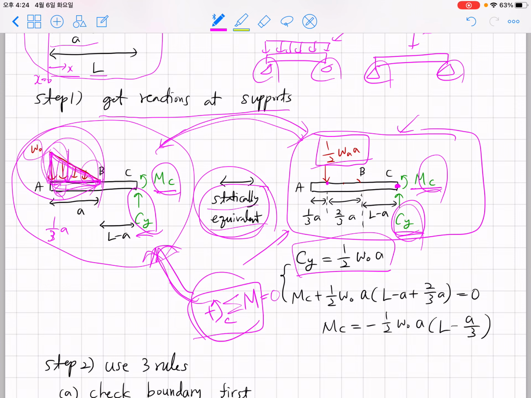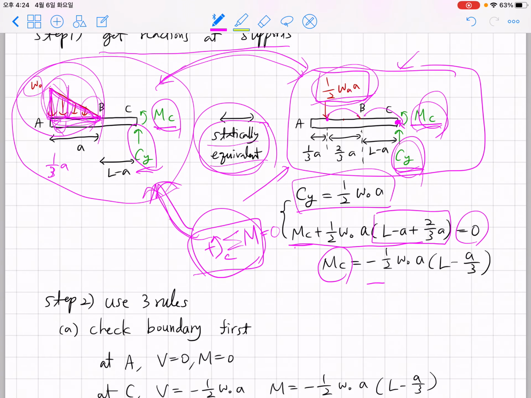You do the summation of moments. With respect to point C, you have MC, which is the reaction at the wall. You have this force, half W0A, multiplied by the distance (L minus A plus 2/3 A). This is the length from the load point to C. If you sum up these two, it must be 0. So MC must be minus half W0A times (L minus A/3) after massaging this equation. With that, you can obtain the reactions MC and CY.